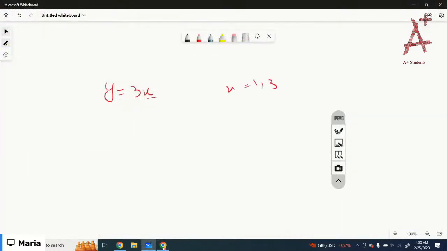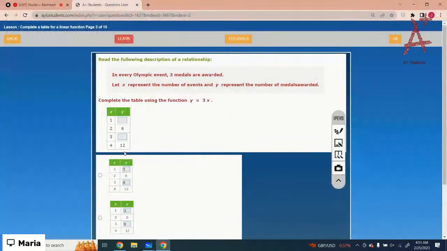Let's just replace x equals 1, that is y equals 3 times 1, and 3 times 1 is 3. Got it? The second one is 3 times x, and we have to calculate for 3. So 3 times 3 is 9. So that means the missing values are 3 and 9. That's option number 2, the correct option. We don't have the values 5, 6. We have 3 and 9.